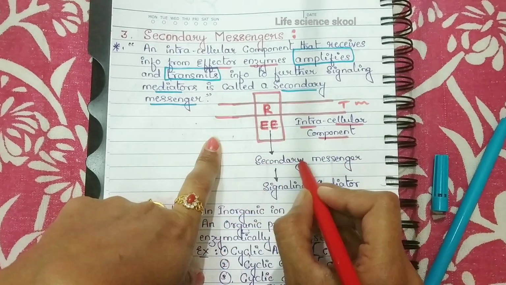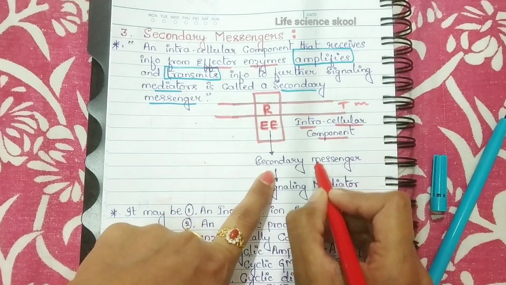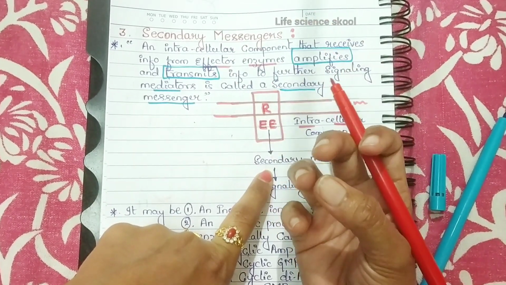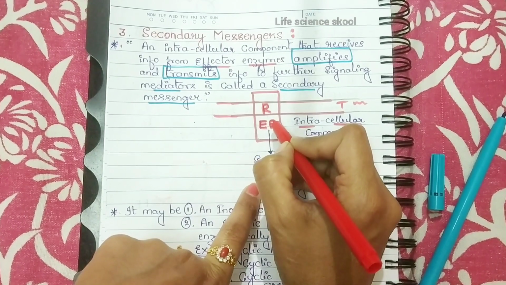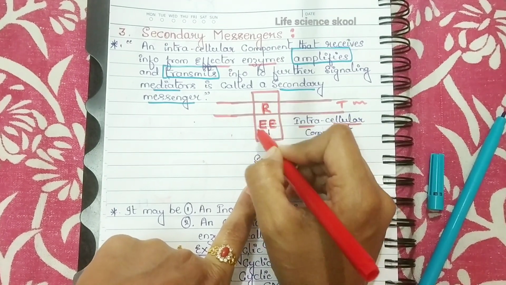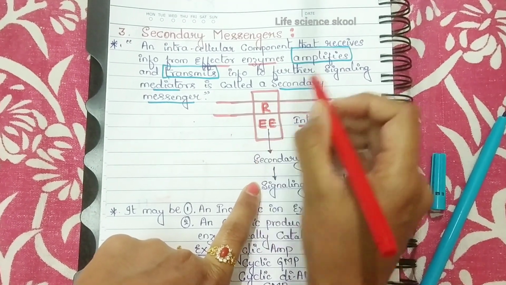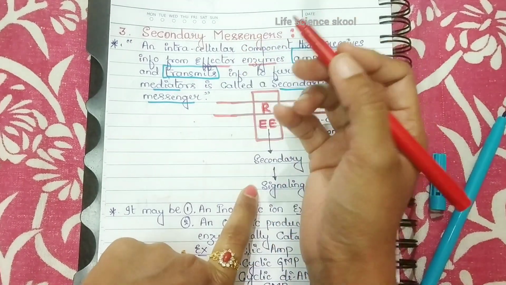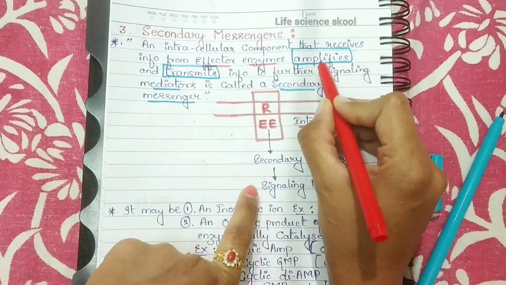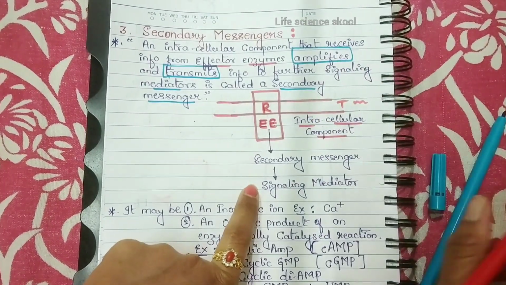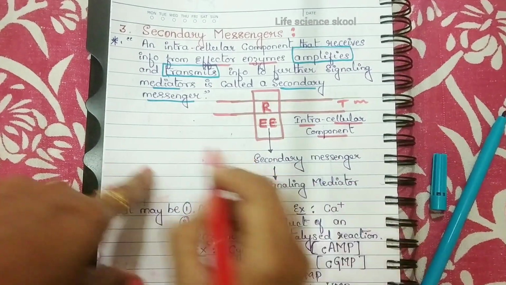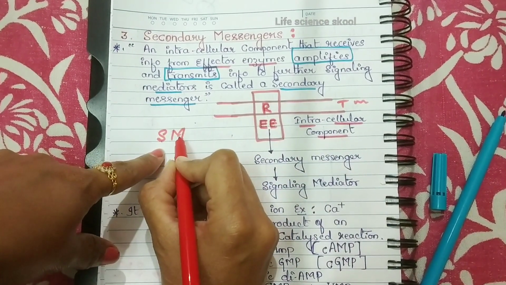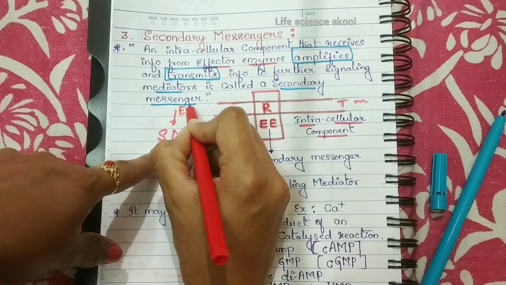Here the secondary messenger is an intracellular component that receives the information from the effector enzyme. Okay, from this effector enzyme. And one very important word while defining the secondary messenger is amplifies. Here, this secondary messenger, in short I am writing it as SM, receives the information from the effector enzyme.